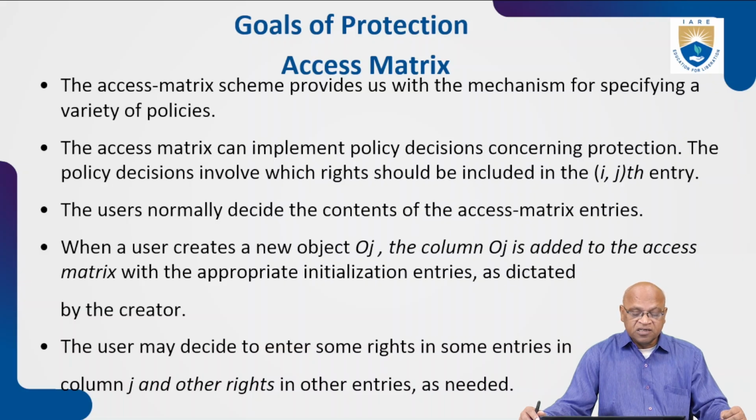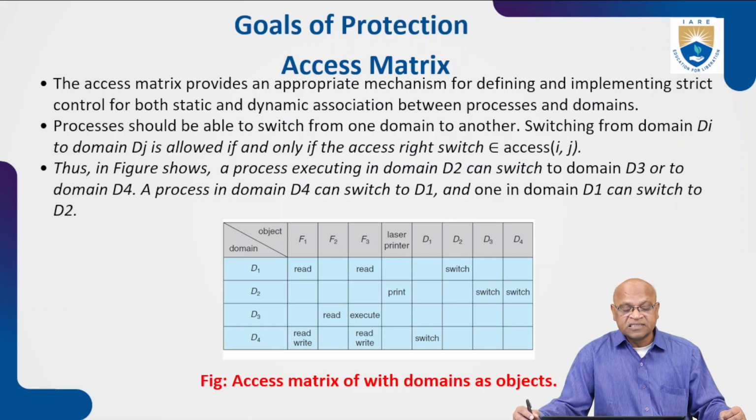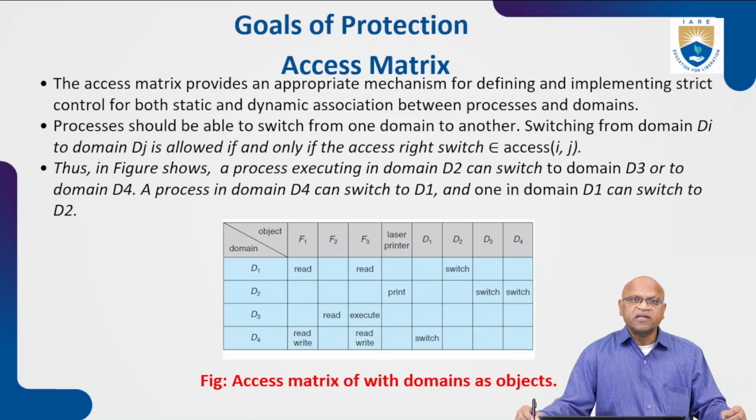So the user may decide to enter some rights in some entries in column j and other rights in the other entries as needed. The access matrix provides an appropriate mechanism for defining and implementing strict control for both static and dynamic association between processes and domains. A process should be able to switch from one domain to another. Switching from domain Di to domain Dj is allowed if and only if the access right switch belongs to access(i, j). So only one function is executing.